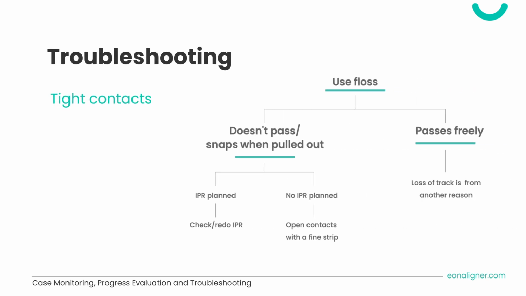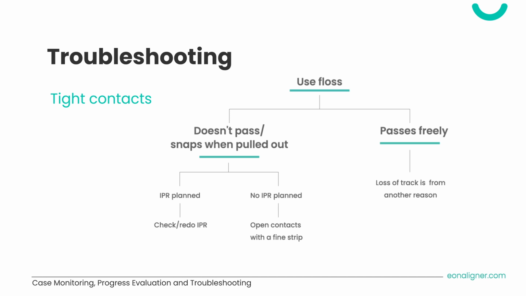Tight contacts can affect tracking too. This will lead to problems like aligners malfitting, rocking anterior-posteriorly, no teeth movements, and loss of treatment progress. IPR is sometimes necessary to provide space to move and align teeth. You can check for tight contacts using a dental floss.